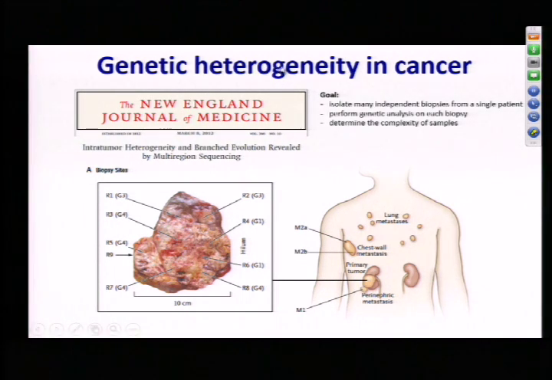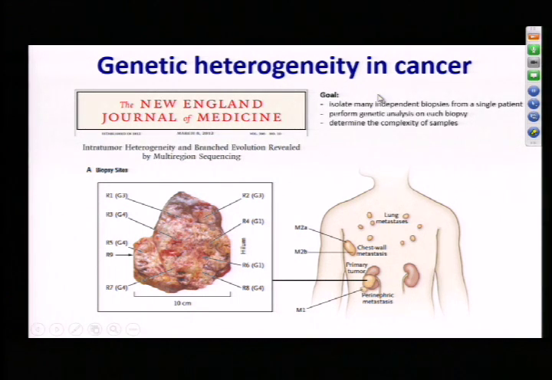And one aspect of that drug resistance suggests that tumors, when they develop, are genetically heterogeneous, meaning they're not made up of the same tumor genomes. It's sort of a hodgepodge of different tumor variants. And this paper that was published in the New England Journal back in 2012 really drove this point home.